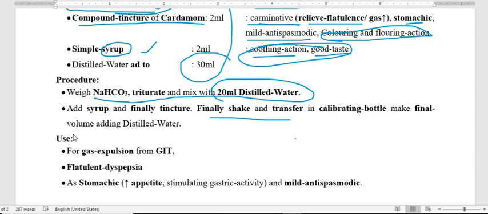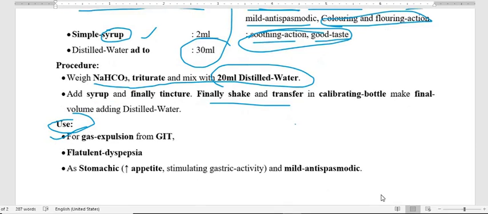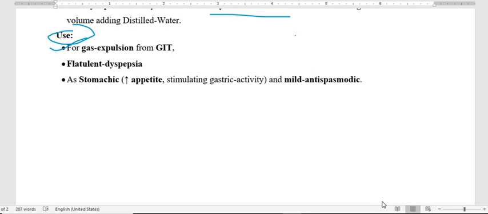Where are we going to use it? The therapeutic use of the mixture, which mixture? Carminative mixture or alkaline stomachic mixture, for expulsion of gases from the GI tract, because cardamom is anti-flatulent, it relieves from the gas. So this is also used for flatulent dyspepsia and as a mild antispasmodic. So this is all about the practical class. In the next practical class we are going to discuss the next pharmacy preparation. That's all.